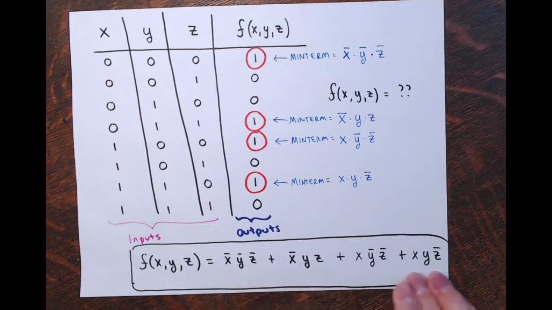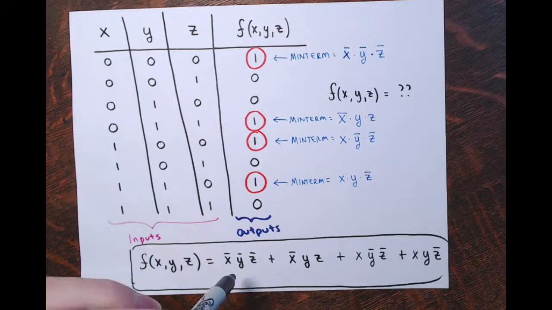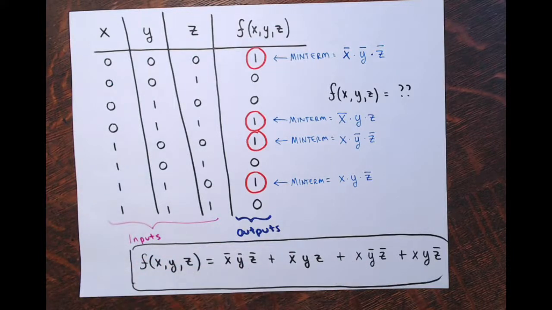Now, this is kind of ugly, right? This sum of min terms, but it still works. In the future, we're going to take this sum of min terms and use our laws of Boolean algebra, which you saw in section 5.1. We can use some laws to really simplify this stuff. But for right now, I'm going to leave it the way it is.